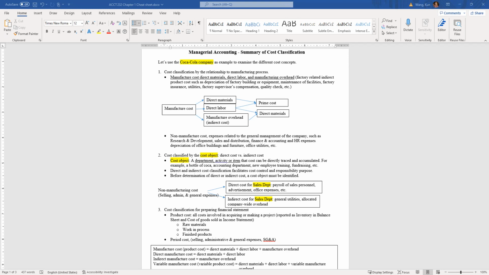For manufacture cost, we have direct material, direct labor, and general manufacture overhead. Direct material represents the raw materials, ingredients, or parts that are directly used in making the products. For the Coca-Cola case, we see in the video, they have different ingredients, including the mixed syrup, the water, the carbon dioxide, and using the bottles or the cans to package the liquid.